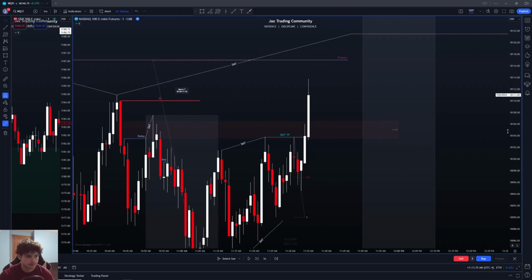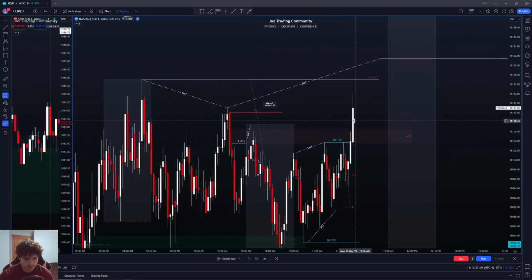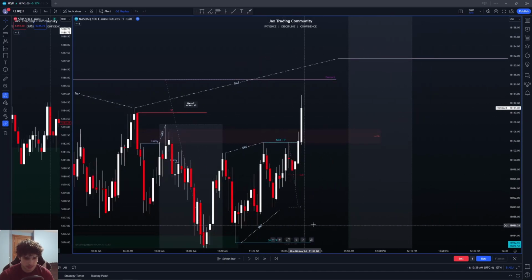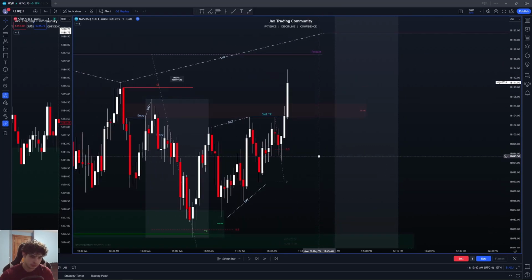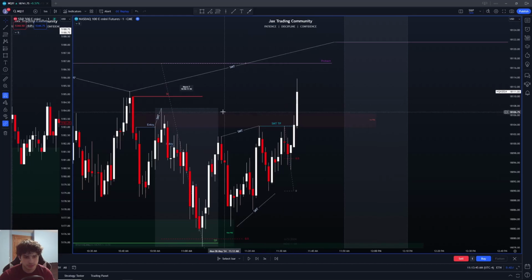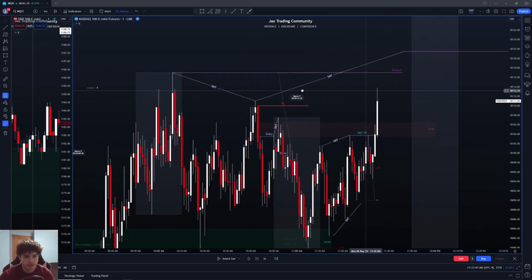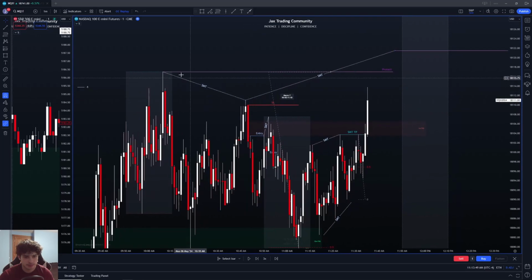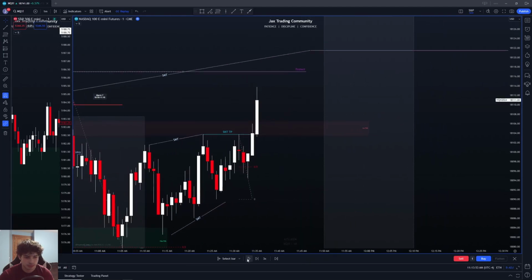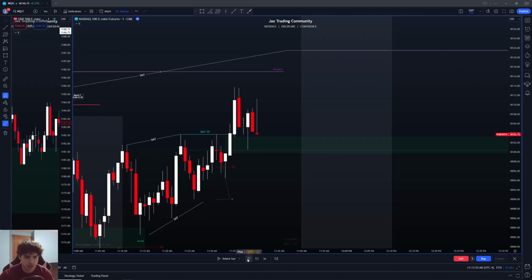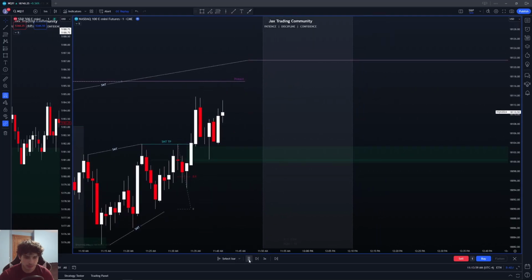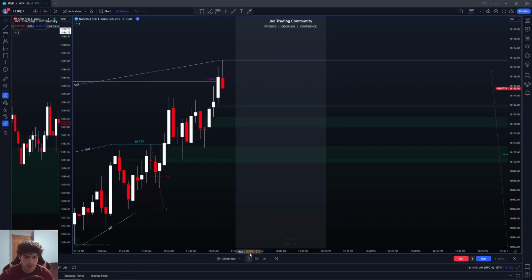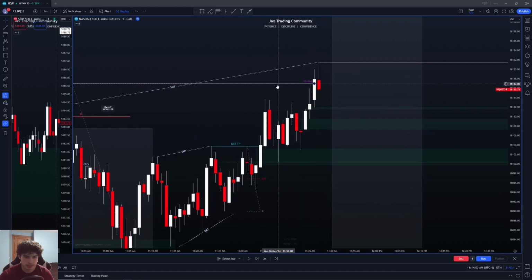Okay. So in addition to this, and I can take this off. In addition to this right here, we have another draw on liquidity, which is this high, and we also have the protected high of this previous SMT. So see what price does here. We come back down, retrace into this fair value gap, and then we come up and we take out this protected high.